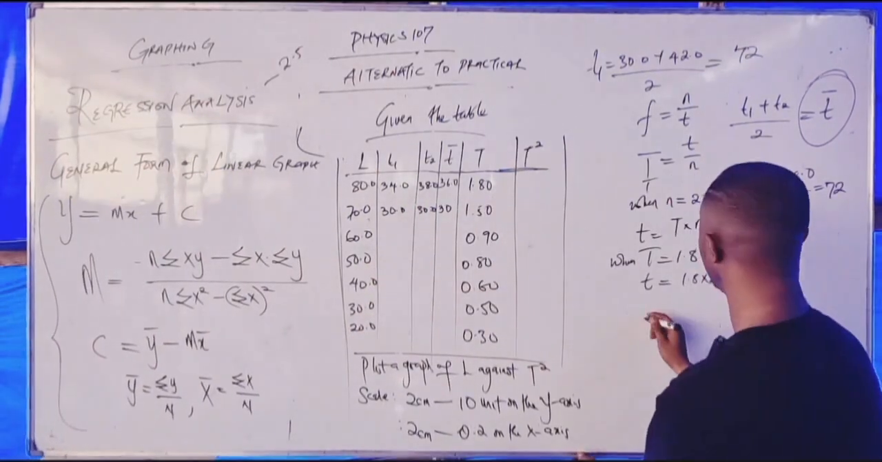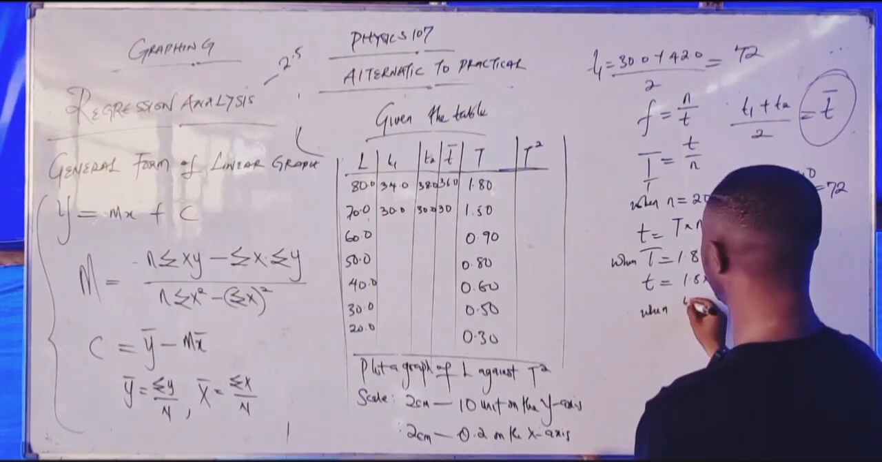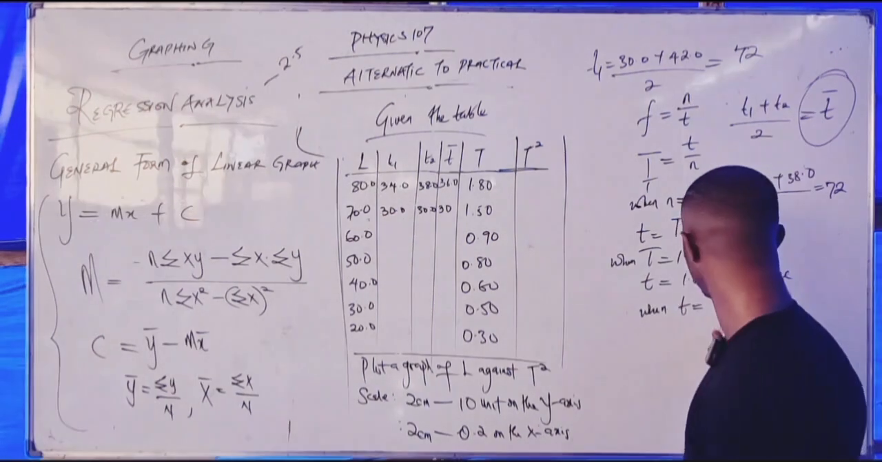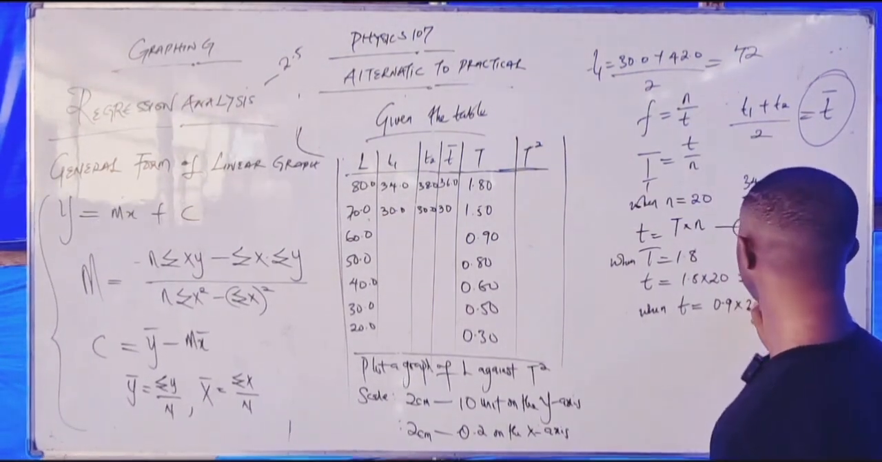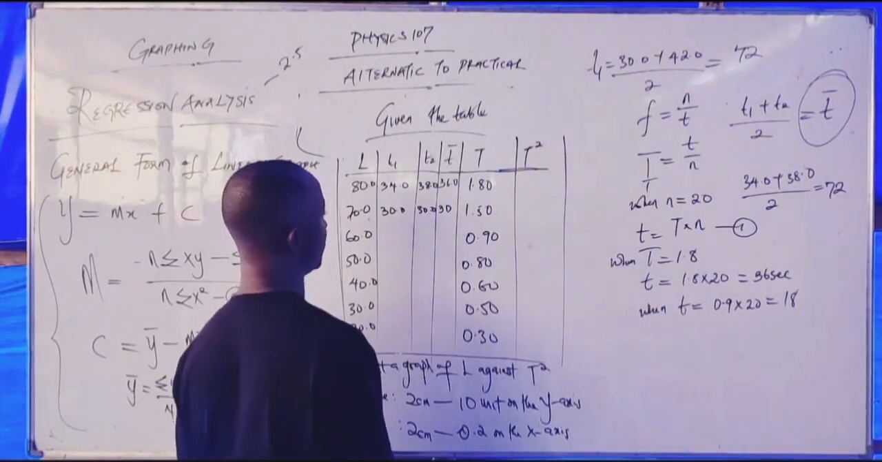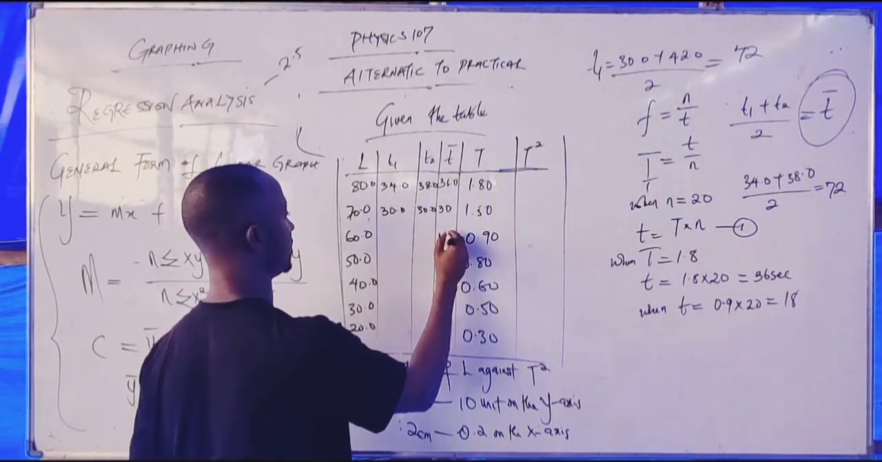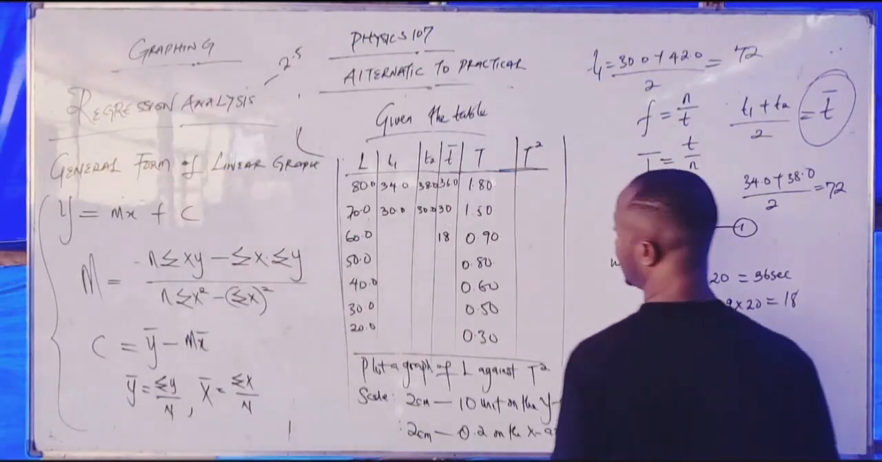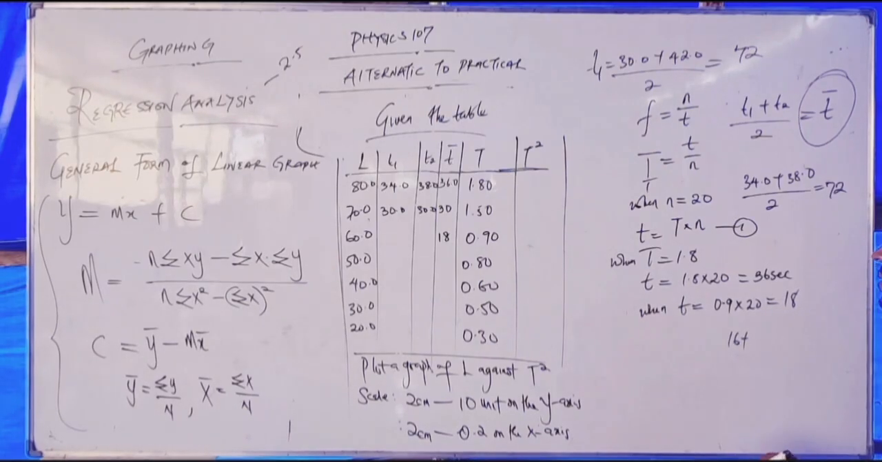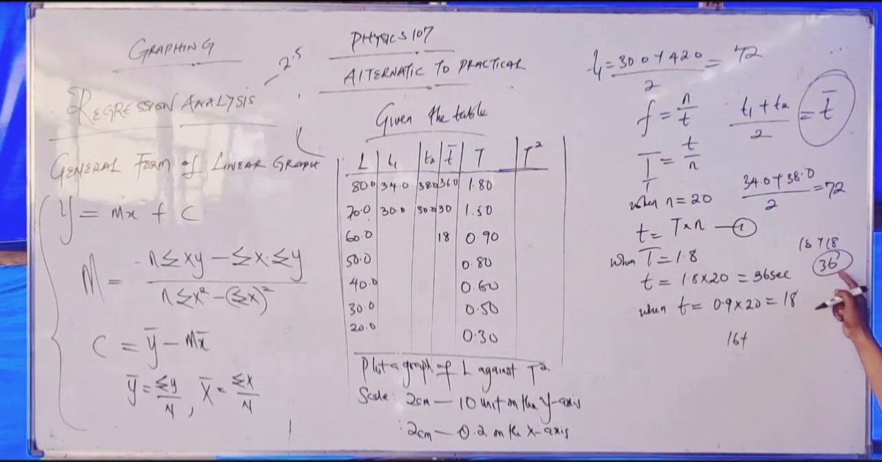When t is 0.9, times 20, what do you have here? 18 seconds. So let's vary this. Let's use 16 plus 18 plus 18, which is 36. So the average should be 18. So 16 plus what will give us 36?